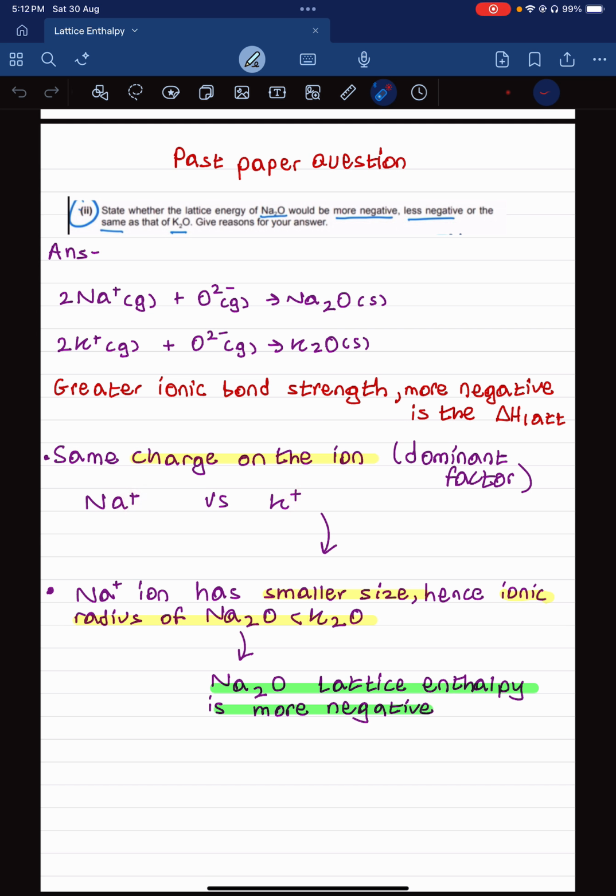I always look at the charge first. You never look at the size first. Only if the charges are the same, then you move on to the size checking. So Na plus and K plus have the same charge. Now I move on to the size. A sodium ion has a smaller size. Its charge is concentrated over a smaller area. So will it be able to attract the oxide ion more strongly or more weakly? It will be more strongly. A potassium ion will be able to attract it weakly, as a result of which the sodium oxide ionic compound will have a more negative lattice enthalpy, or more exothermic lattice energy. That will be it.